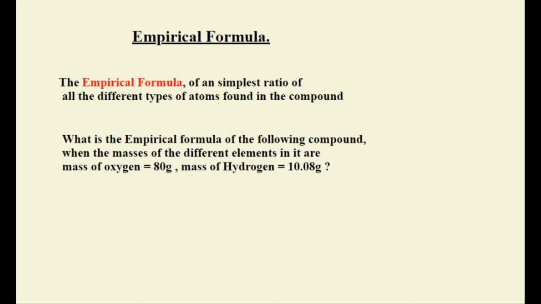This is the simplest ratio of all the different types of atoms or elements in this type of molecule or compound. We'll show you how to find these ratios from the masses of each element in this compound after they've been separated from it. The best way to explain it is to use examples, and in this movie we'll be using 3. The first one is where we've found different masses of oxygen and hydrogen in a certain compound.